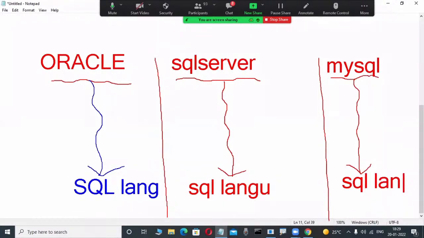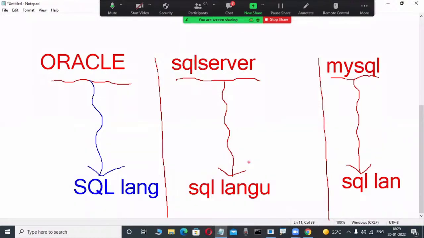Now what is my doubt? So many people attending this demo class have a doubt: are all these SQL languages the same or different? Whether you are working on an Oracle database product, or your friend is working on SQL Server, or another friend on a MySQL database product, all of you are using SQL. But are these SQL languages the same or different? Only one answer is correct.